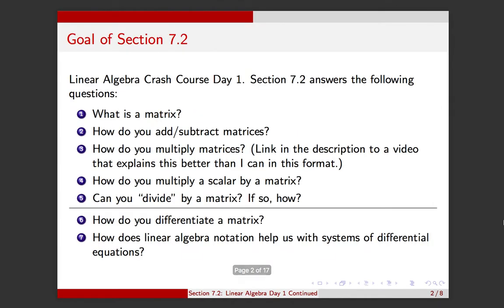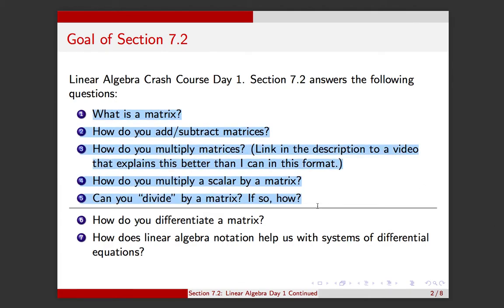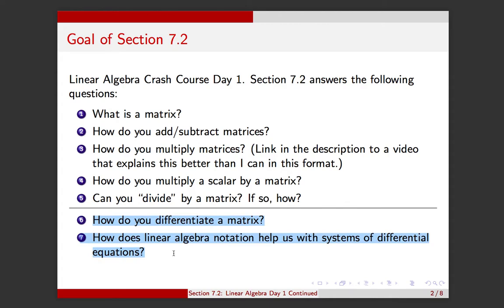Continued. So what did we do in the previous video? We answered these 5 questions here, although I guess I myself only answered 4 of them. I punted off to a different video for matrix multiplication. In this video we will quickly answer these last 2 questions. These are more calculus-y questions, right? Derivatives of matrices, and then using linear algebra notation to help us reconceptualize a system of differential equations.